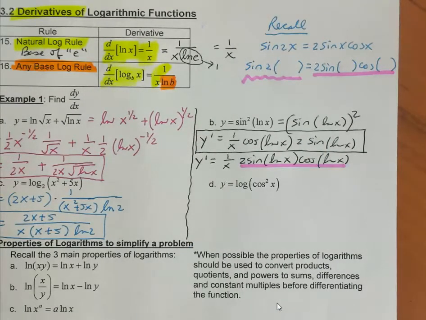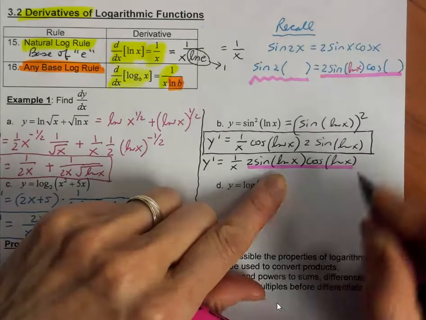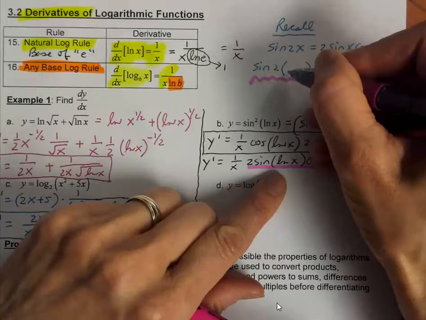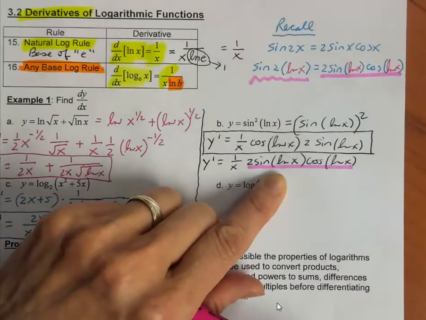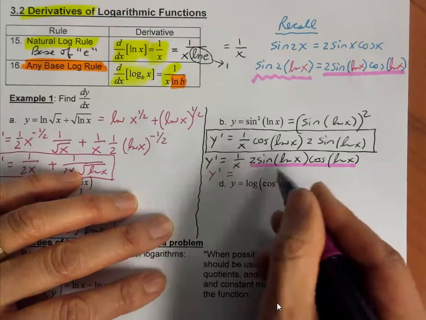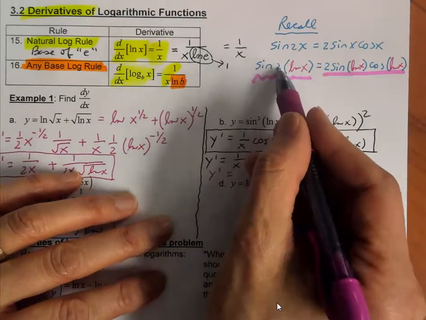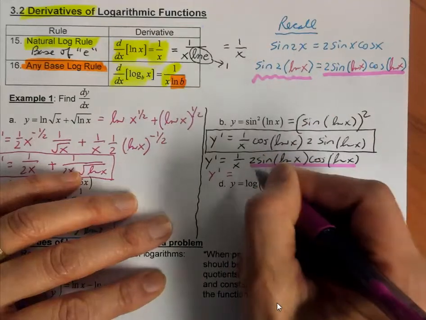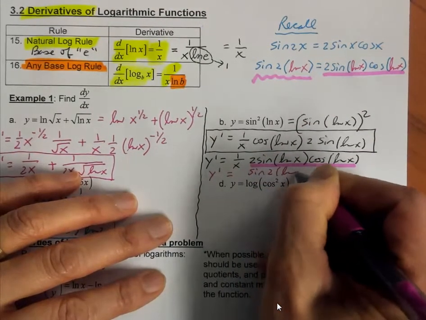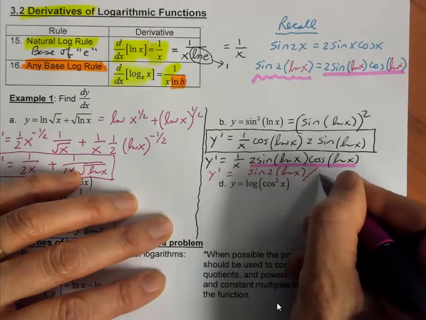What do I need to fill in? I just need to fill in an ln of x here, put an ln of x here, and so that would make this an ln of x right there. So another variation of this answer is y prime is equal to, instead of all of this, I'm going to write it as sine 2 of ln of x. So this would be sine 2 of ln of x, and then all of that is going to be, I still need this part here, divided by x.